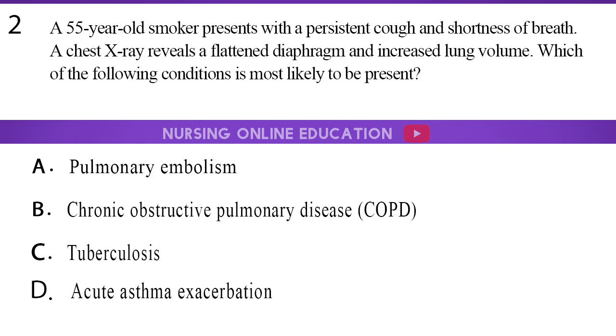2. A 55-year-old smoker presents with a persistent cough and shortness of breath. A chest X-ray reveals a flattened diaphragm and increased lung volume. Which of the following conditions is most likely to be present? A. Pulmonary embolism. B. Chronic obstructive pulmonary disease, COPD. C. Tuberculosis. D. Acute asthma exacerbation.